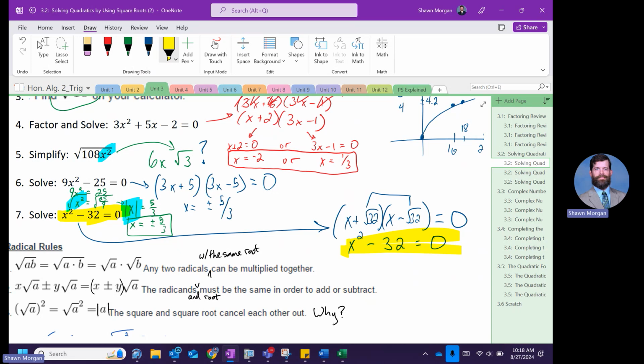And how can you check that factorization? By doing the FOIL. But because they're binomials that are conjugates, you can skip the O and the I, and you can do, okay, the F and the L.